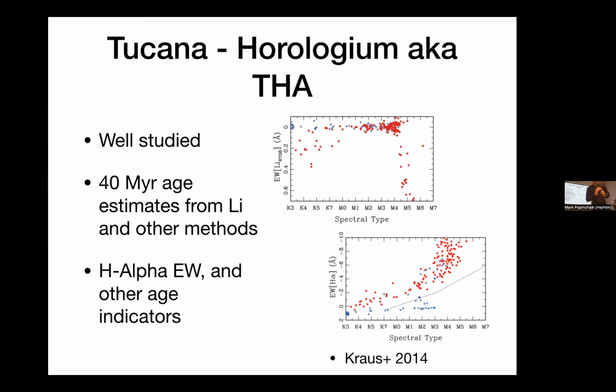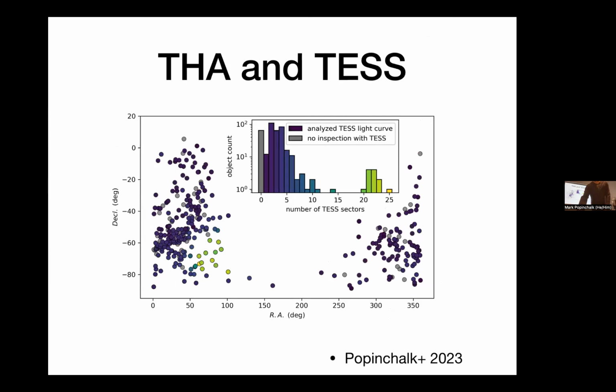And so from this membership group that Adam Kraus used in 2014, pre-Gaia, we added a bunch of Gaia objects as well to it. And so this is kind of like how those stars are distributed across the sky, as well as how many TESS sectors, how many times TESS essentially has visited that part of the sky. And so while there are some gray points, many of these objects have at least one TESS sector. And so that's all we need to really measure a young rotation period.